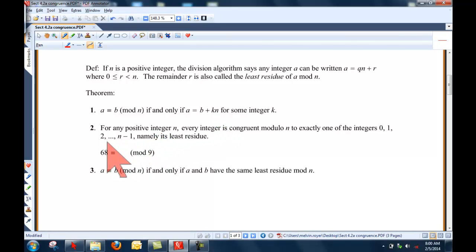Here's another piece. If I have a fixed integer n, then every integer is congruent mod n to exactly one of the following: 0, 1, 2, 3, and so on, up to n minus 1. And of course that's exactly what the definition of least residue is. So for example, 68 is going to be congruent to either 0, 1, 2, dot dot dot, 8, or 9. Well, 9 times 7 is 63, and so 5 more than that takes me up to 68.